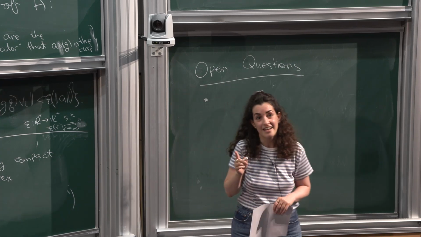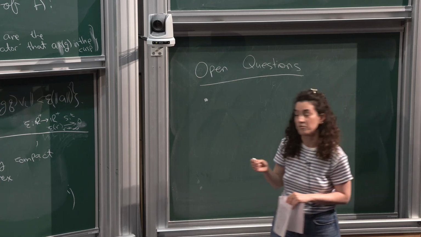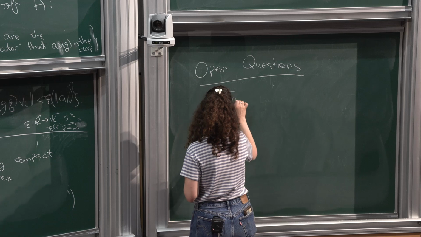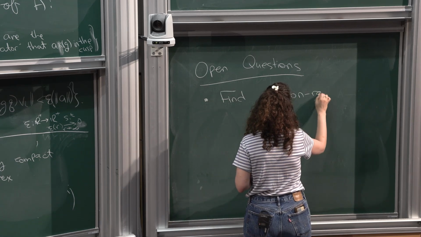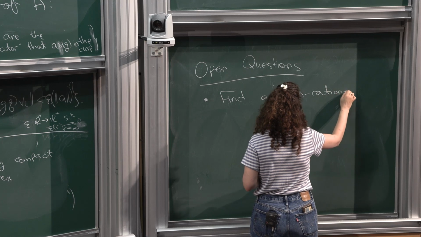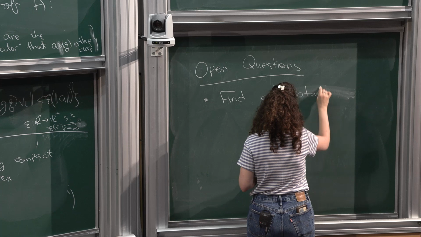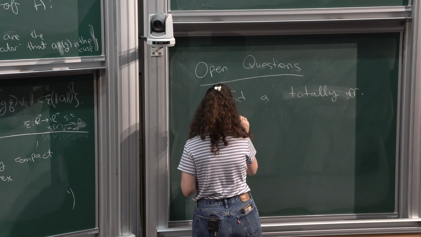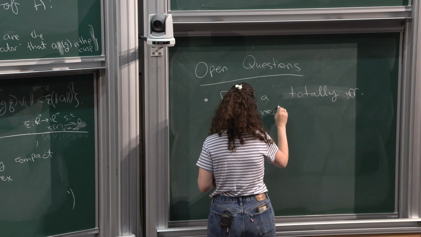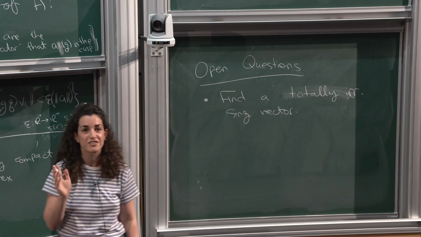So finding a non-rational singular vector is not known. Or maybe totally irrational singular. This is not known. So there are no non-singular vectors.